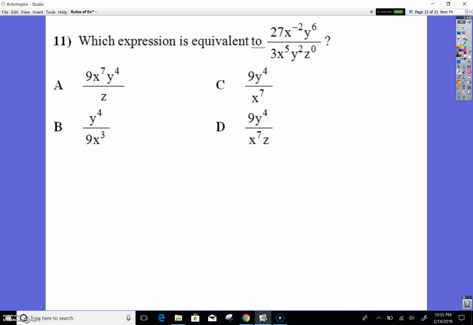Okay. This one is interesting. All right, we're going to do this one together, okay? You see, this is a quotient rule, right? 27 divided by 3 gives us 9. Okay. Now I have negative 2 minus 5 is equal to negative 7.